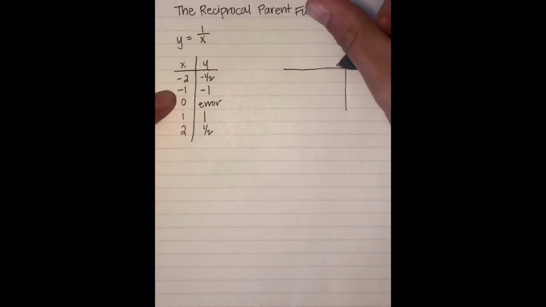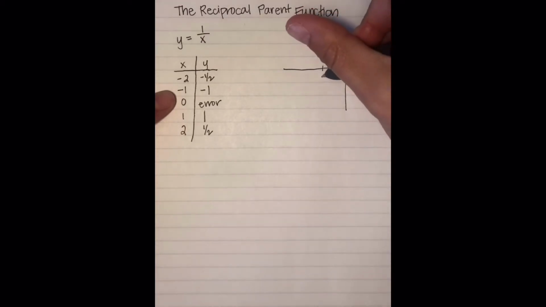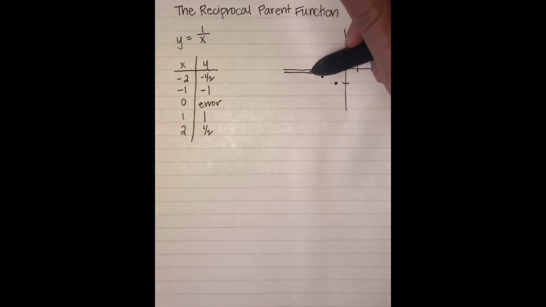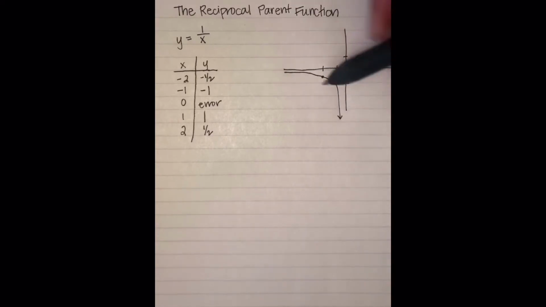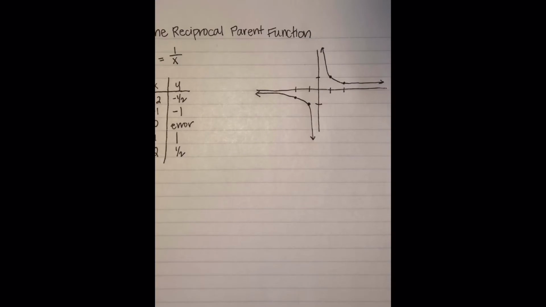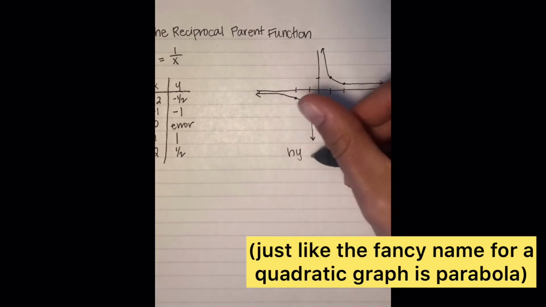So we've got -2, -1/2, -1, -1, +1, +1, and then +2, +1/2. It's hard to see the shape, but if you were to use a graphing calculator or some kind of online tool, it would look like this. The fancy name for this is a hyperbola.